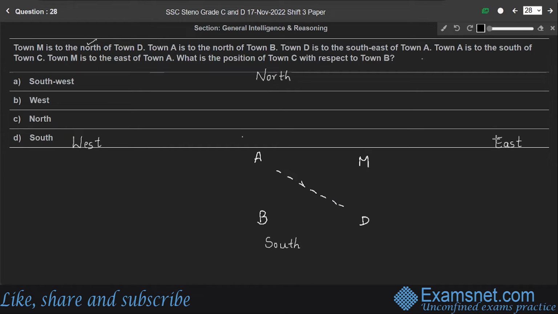Hence their directions, right? Next point, town A is to the south of town C. So I can consider town C here, so that town A's direction is to the south of town C. And town M is to the east of town A, which is correct. Town M is to the east of town A. So what is the position of town C with respect to town B? With respect to town B, which I am showing, town C's position is to the north. Therefore, option C, town C is to the north of town B. Option C.